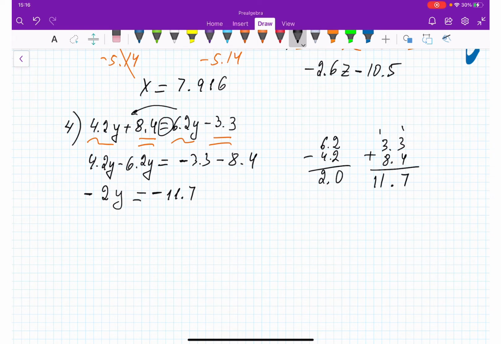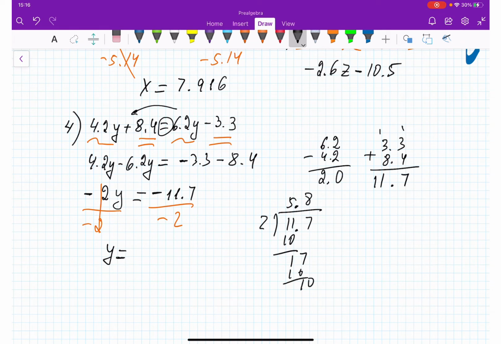Okay, so if we divide by negative 2, we are getting y is equal, it's going to be positive because we have negative 11.7 and we have negative 2. So let's divide. 11.7 divided by 2. 5 times 10. So decimal point comes here. 17 divided by 2, it's going to be 8 times 16. And 10 divided by 2 is 5, equal 5.85. All right?